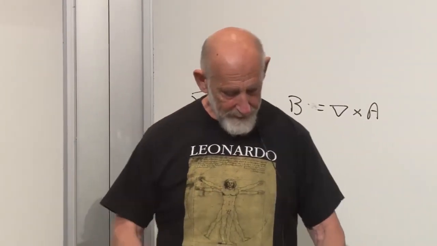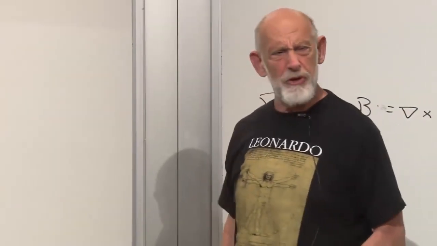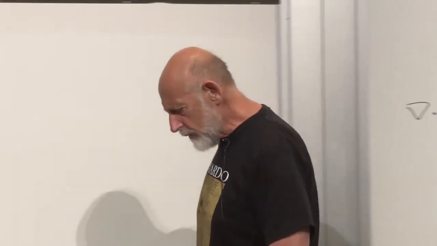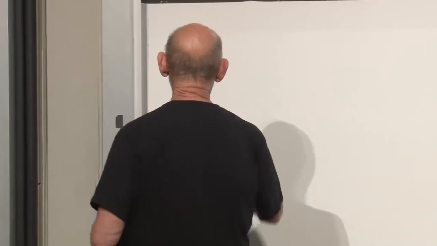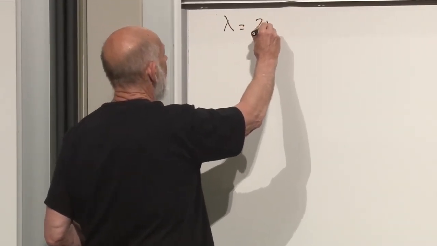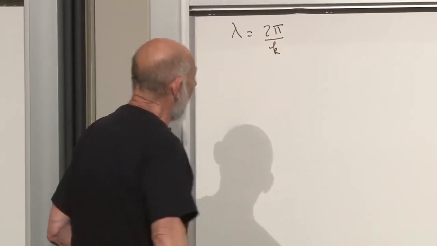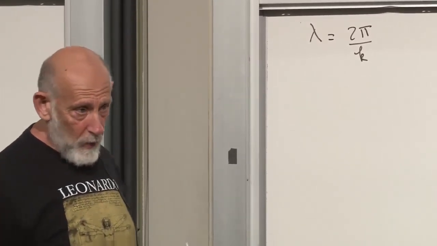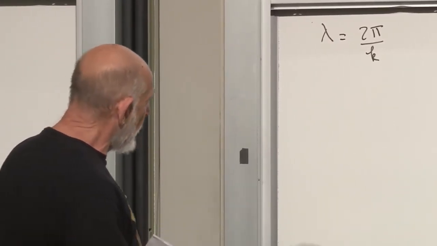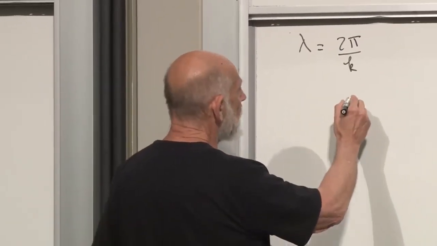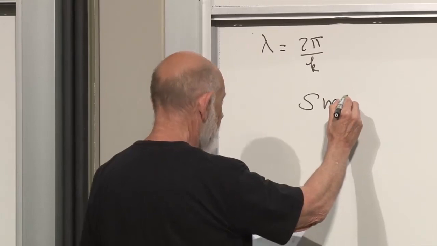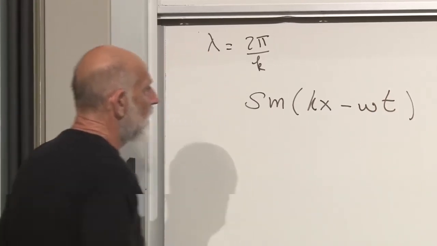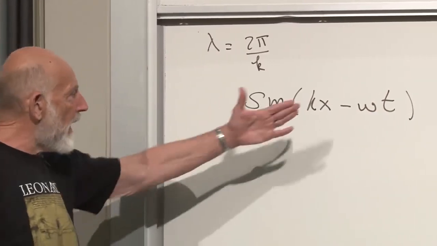The wave is moving down the z-axis, along the z-axis, or is it up the z-axis? Maybe it's up the z-axis, from smaller z to larger z. It has wavelength lambda equals 2 pi divided by k, where k is called the wave number. And a plane wave of that form, the typical generic plane wave of that form, generally has the functional form sine of kx minus omega t, where we'll have to figure out in a moment what omega is.